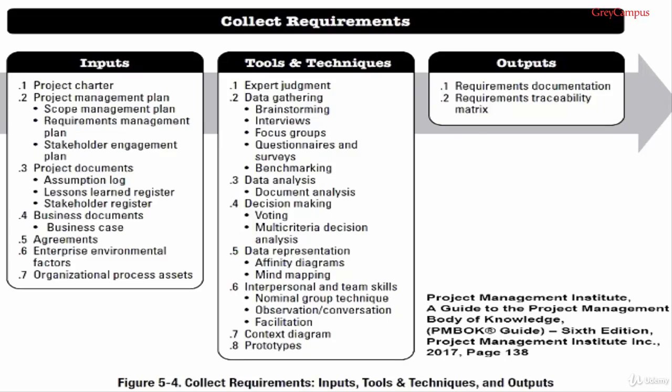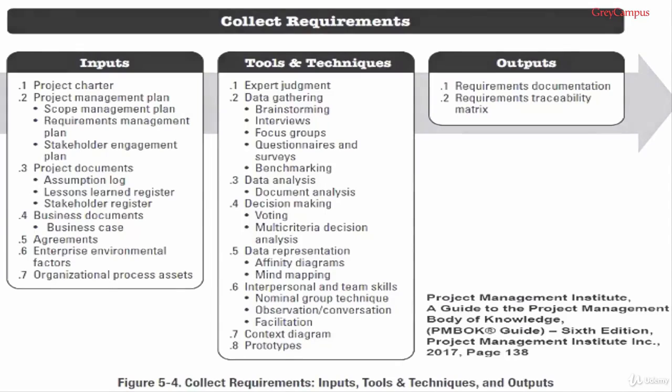So number 6 is enterprise environmental factors, and they would provide us with the organization's culture, its infrastructure, personnel administration and the marketplace conditions. Number 7, organizational process assets, should provide policies we have to obey, procedures we have to follow, historical information and lessons learned from previous projects so we can benefit from past experience and avoid past mistakes.